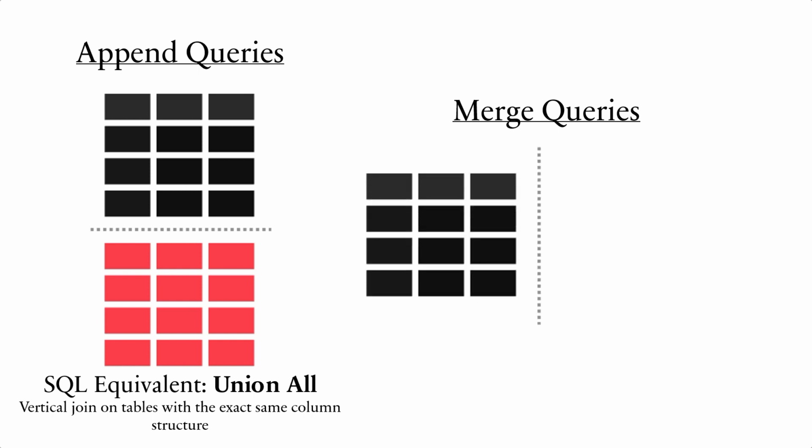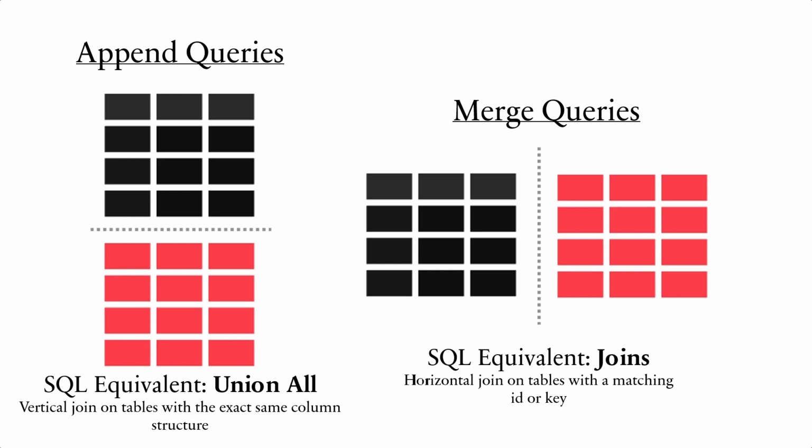Now, merge queries, it differs because what we're actually doing is joining tables horizontally. So now there isn't the requirement to have the exact same column structure. This is the equivalent to joins in SQL. Where the requirement actually lies is that we require a horizontal join on tables with a matching ID or key.